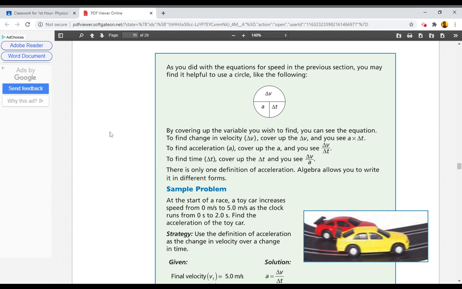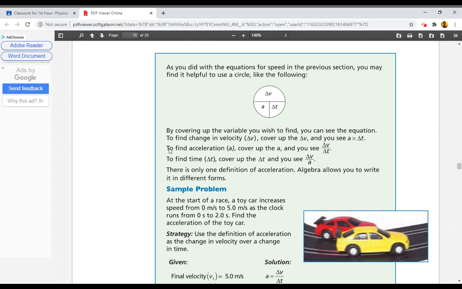All right. By covering up the variable you wish to find, you can see the equation to find change in velocity. Cover up velocity, you see acceleration times change in time. To find acceleration, cover up the A, and then you see, let me go over this again because this is better than what I said. All right, by covering up the variable you wish to find, you can see the equation. Here we go. To find change in velocity, cover up the velocity. Then you see that it's acceleration times change in time.